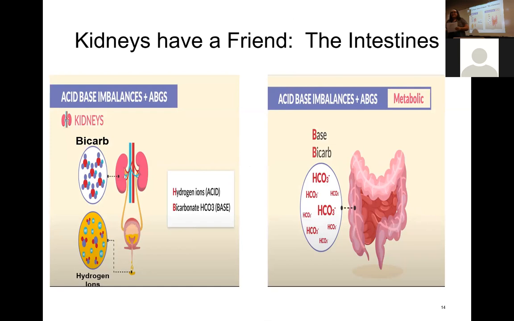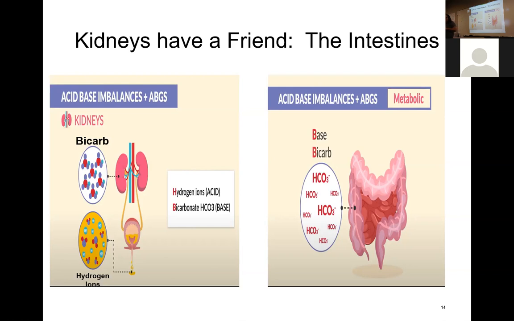Okay, let's talk about kidneys. Kidneys have a friend in the intestines, right? And here's what's going on. Hydrogen ions are the acid that it controls, bicarbonate's the base that it controls. We can have that either absorbed more if we need more of one, or excreted more if we need less of one. And then we have bicarb in the intestines as well.